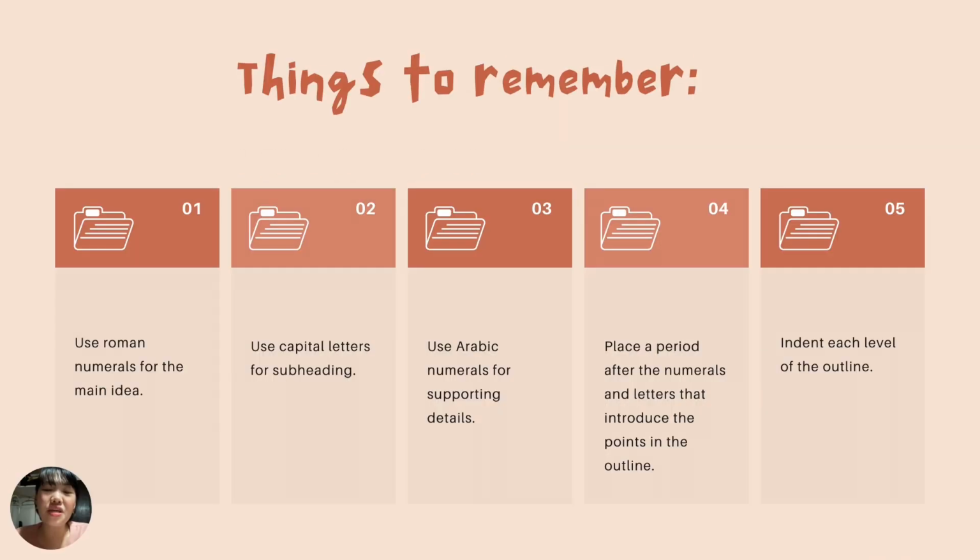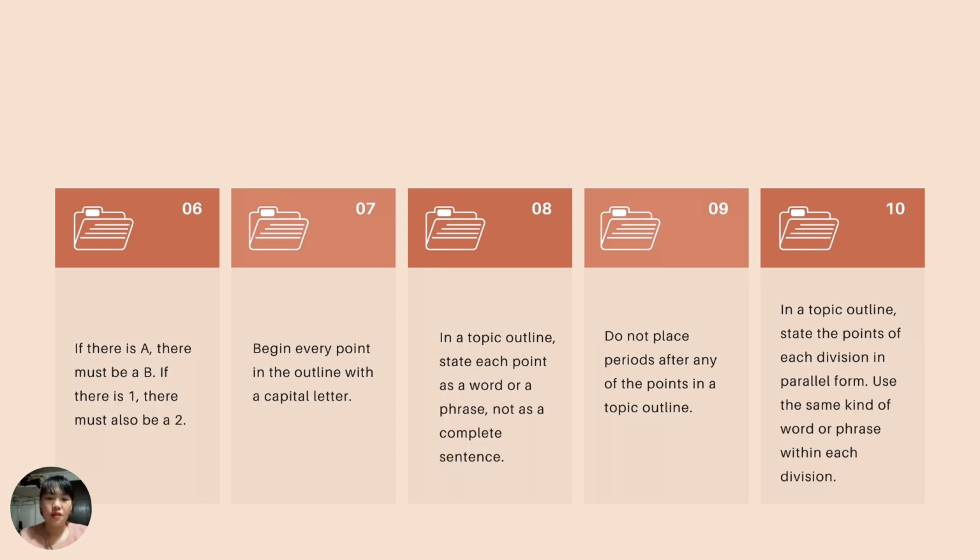There are things to remember when we are making an outline. First, use Roman numerals for the main idea. Second, use capital letters for subheadings. Third, use Arabic numbers or numerals for supporting details. Fourth, place a period after the numerals and letters that introduce the points in the outline. Fifth, indent each level of the outline. Sixth, if there is an A, there must be a B. If there is a 1, there must also be a 2.